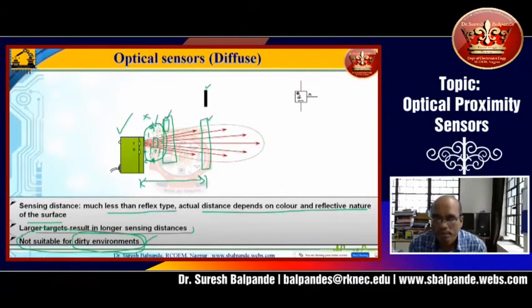Reverse parking? No, reverse parking is totally different. That we will also study. That is called the reverse parking sensor, RPS. It is actually based on ultrasonic waves, not on optical.